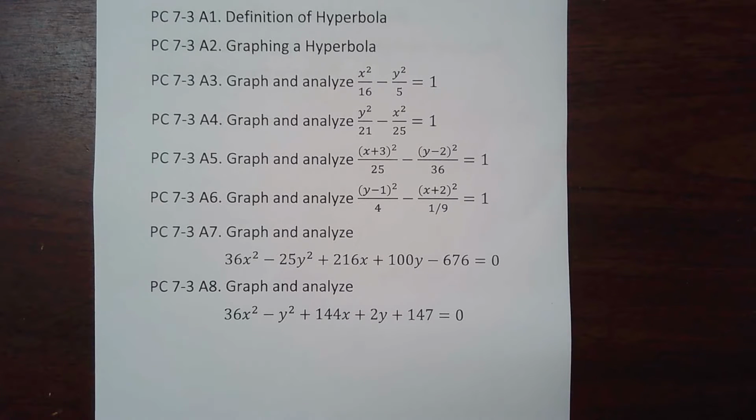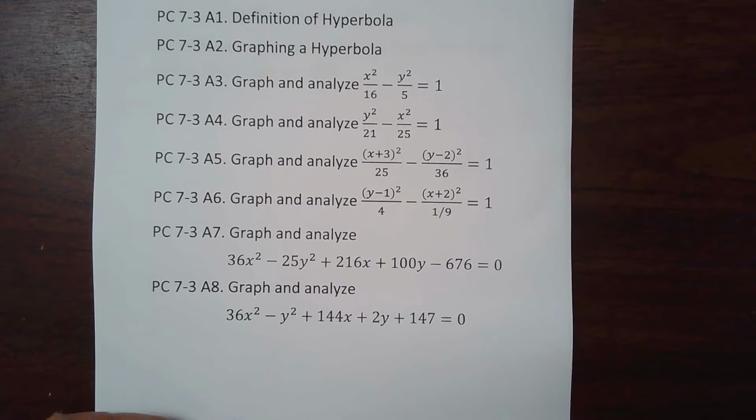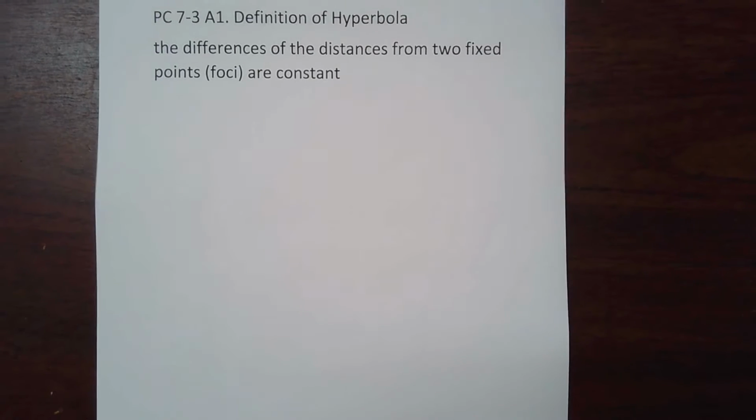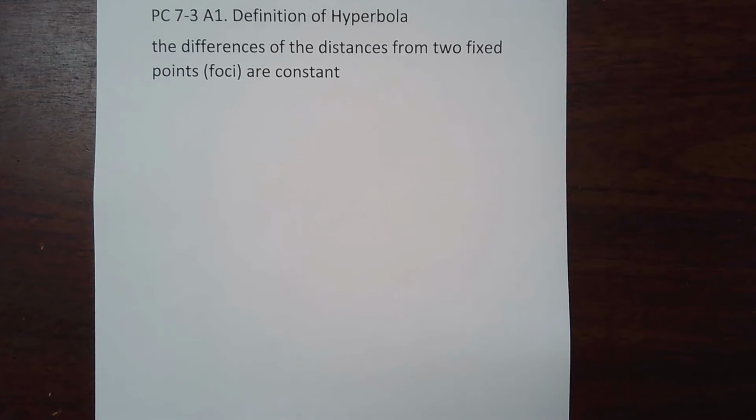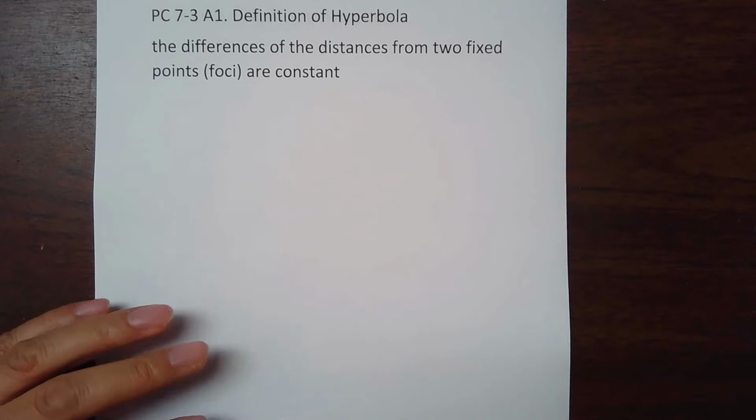Okay, these contents will be explained in this video. The definition of a hyperbola is that the differences of the distances from two fixed points, the foci, are constant.